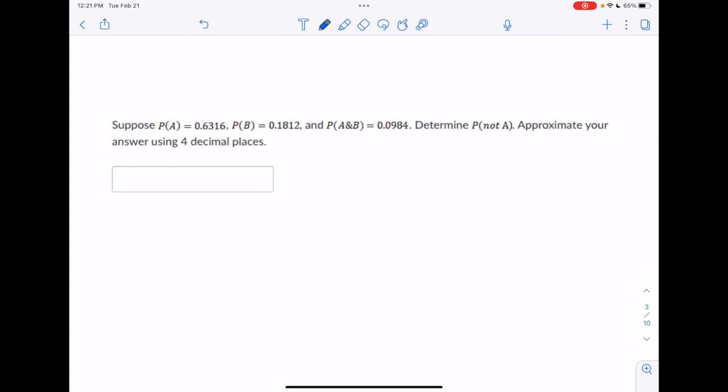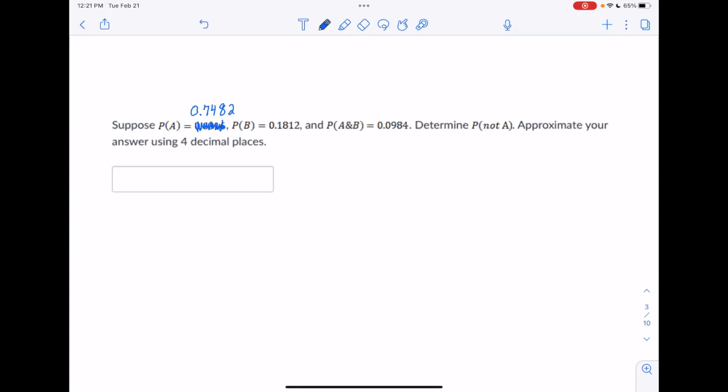So in the interest of giving help and not answers, I'm just going to change this a little bit and change the value of the probability of A. So instead of the number they gave us here, we'll go with a new number, 0.7482 as our probability of A. And now we'll just go ahead and do the problem.